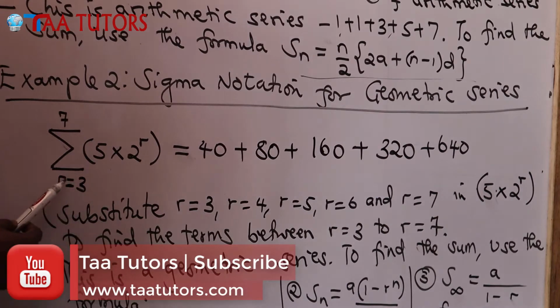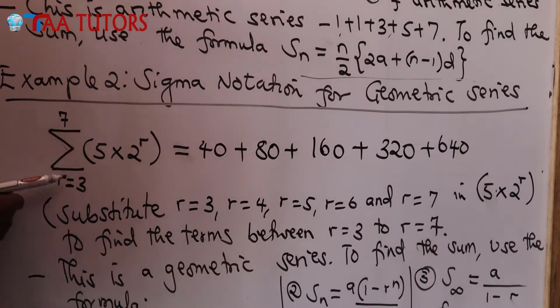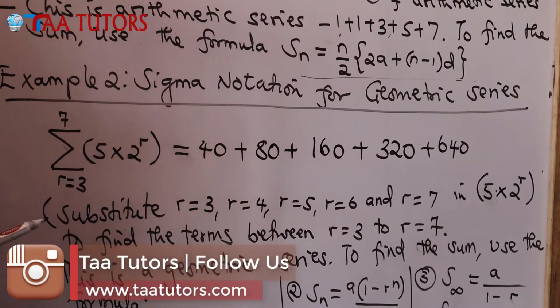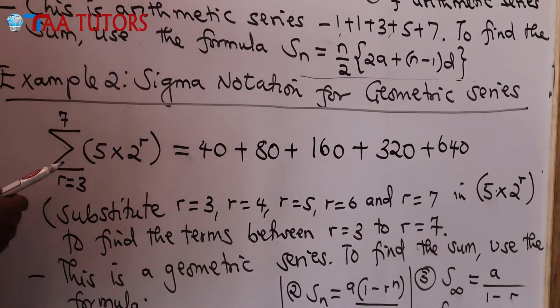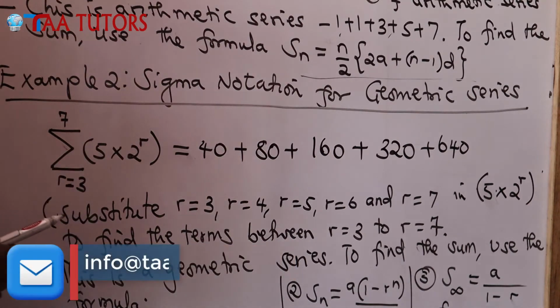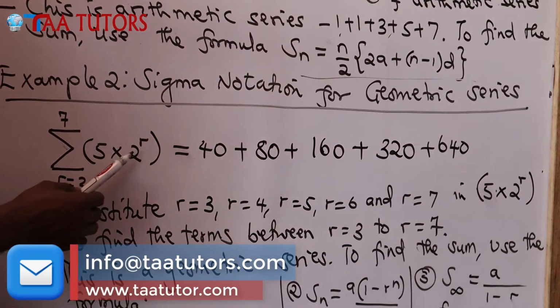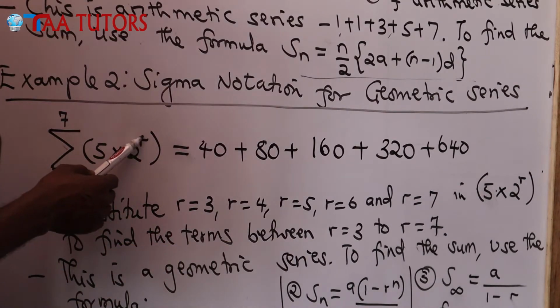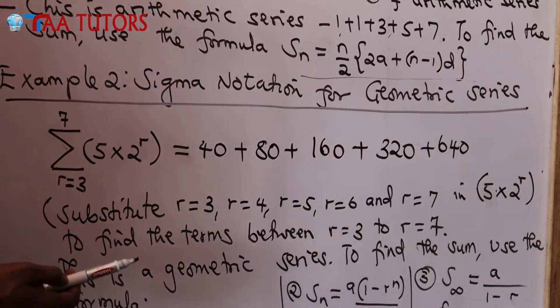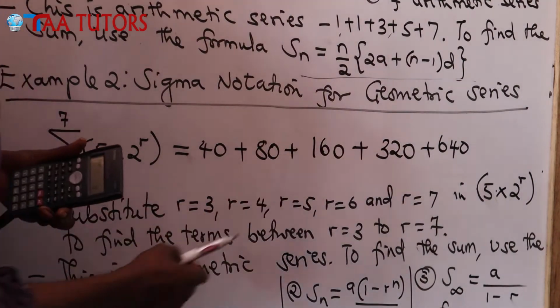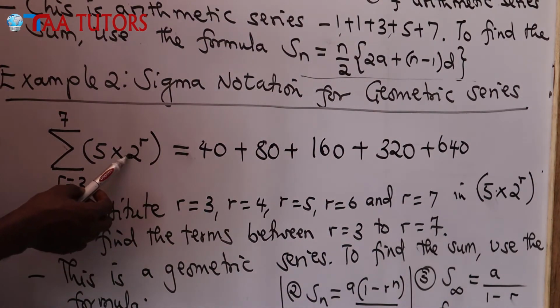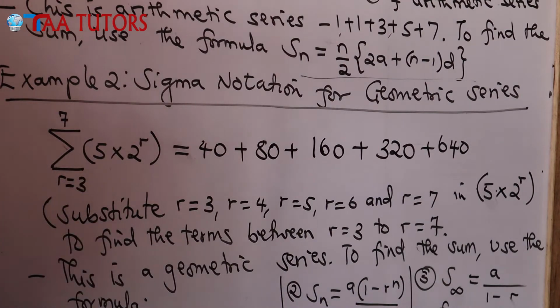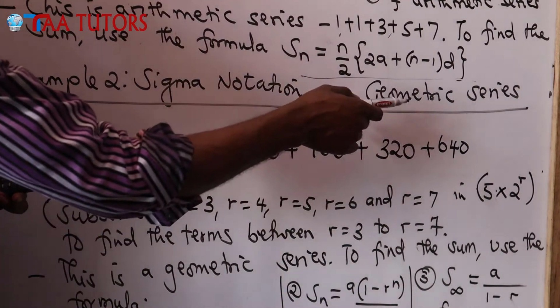If r is 4, because we start from r equals 3 to r equals 7. So for r equals 4, 2 power 4 is 16. 16 times 5 is 80, the second term. R equals 5, 2 power 5 is 32, and 32 times 5 is 160. And then 2 power 6 should give you 64. 64 times 5, you should get 320. And then 2 power 7 should give you 128, times 5, we have 640.